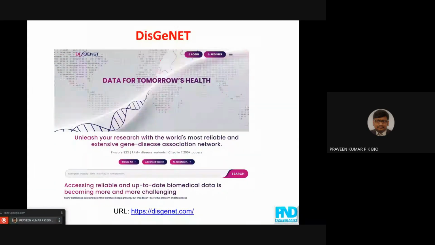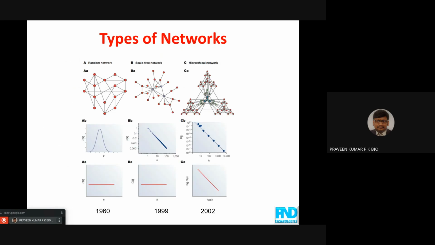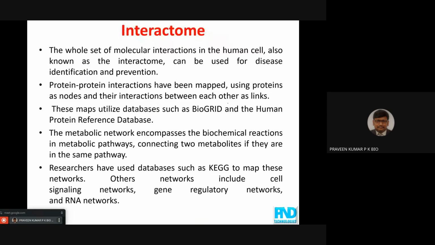The next thing we discuss is DisGeNET. DisGeNET is a disease gene network database. Before that, I'm just showing you the types of tools for visualizing networks: Cytoscape, Gephi, and graph-related programming, where you can go with igraph, NAUTY. Types of networks: random network, scale-free network. You can have any of these kinds of networks in the databases. There is also a kind of network called the interactome. After completing this, I will go with DisGeNET. I have a few slides on DisGeNET that I will explain. I'm showing you a few more things that I missed.